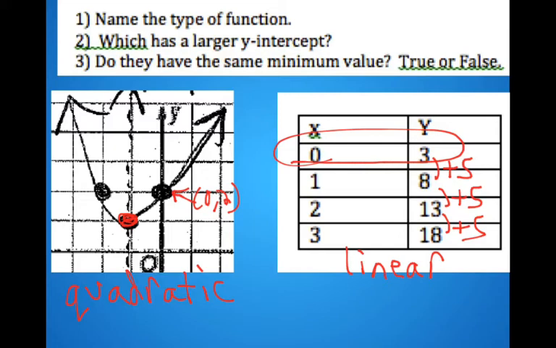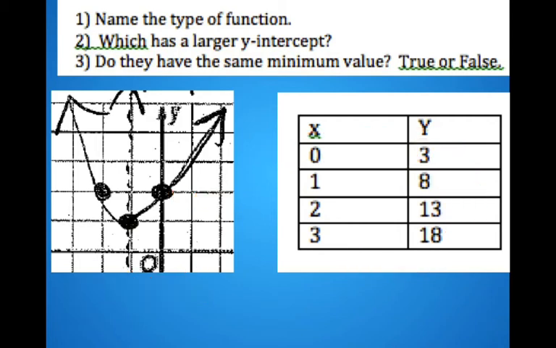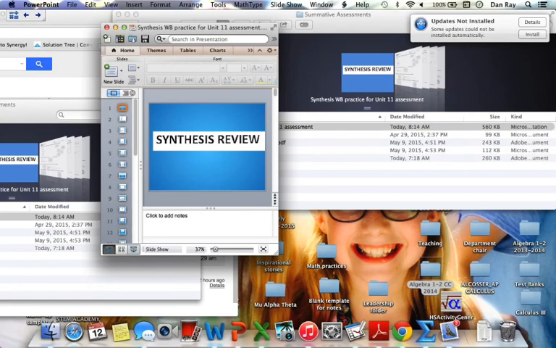Do they have the same minimum value? No, this one has the lowest value of 1, it looks like, on the left here. And on the right, this one has a lowest value of 3. So no, they don't have the same. On the test, it's more of a statement: they have the same minimum value, and then you say true or false. I think that'll do it. Okay.